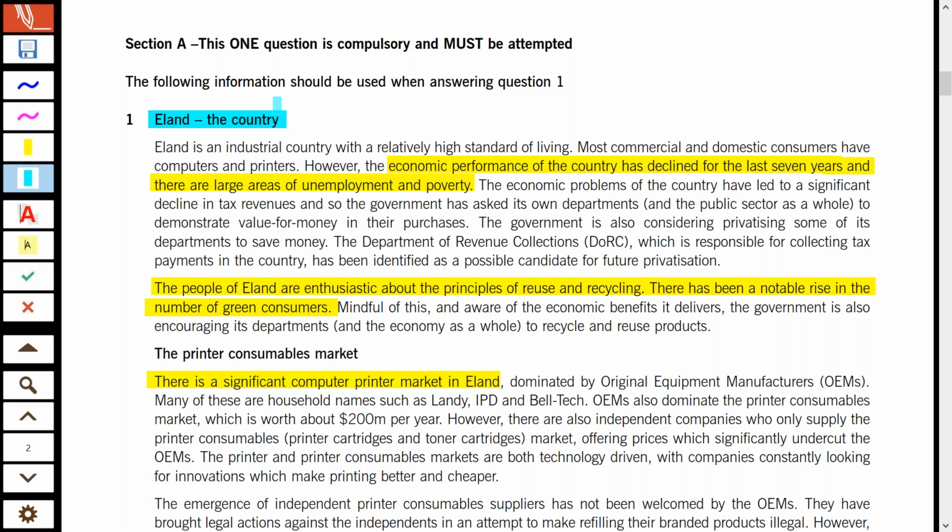Let's read the first sentence. It says the economic performance of the country has declined for last 7 years, and there are large areas of unemployment and poverty. Strength, weakness, opportunity or threat? Please type in the question box.